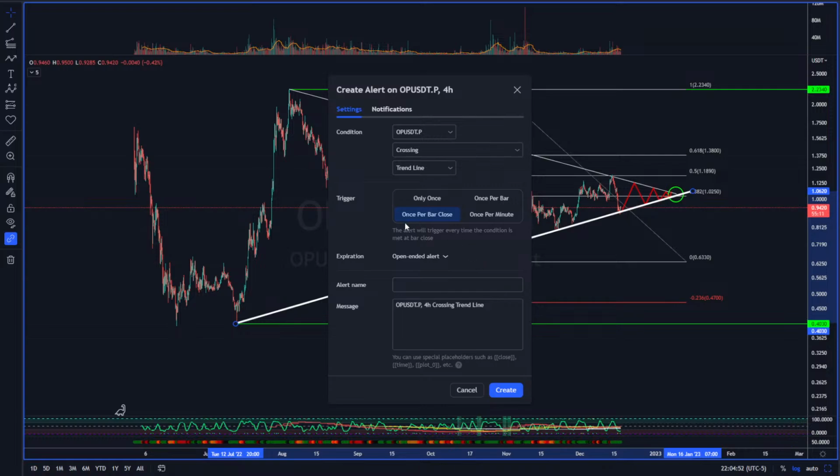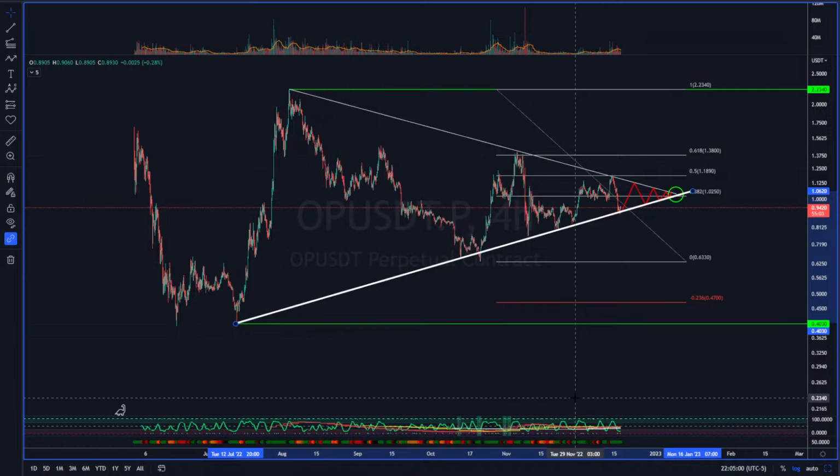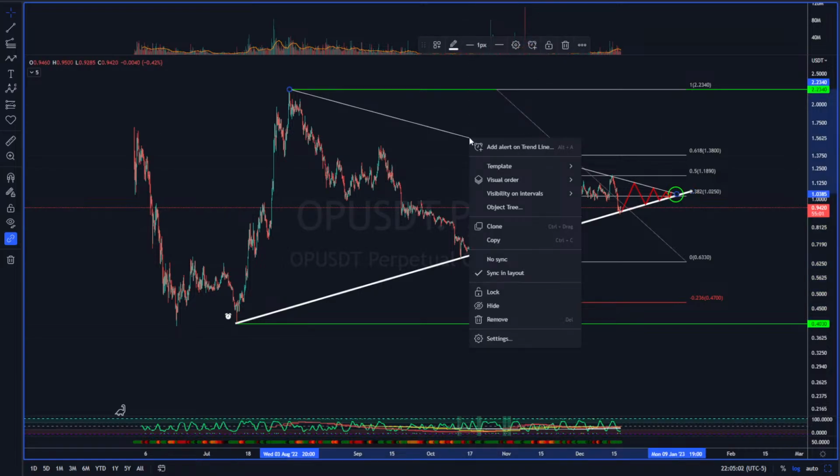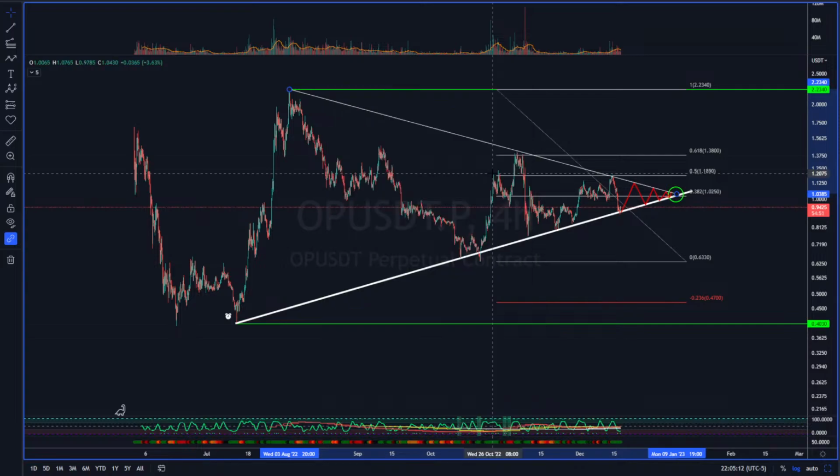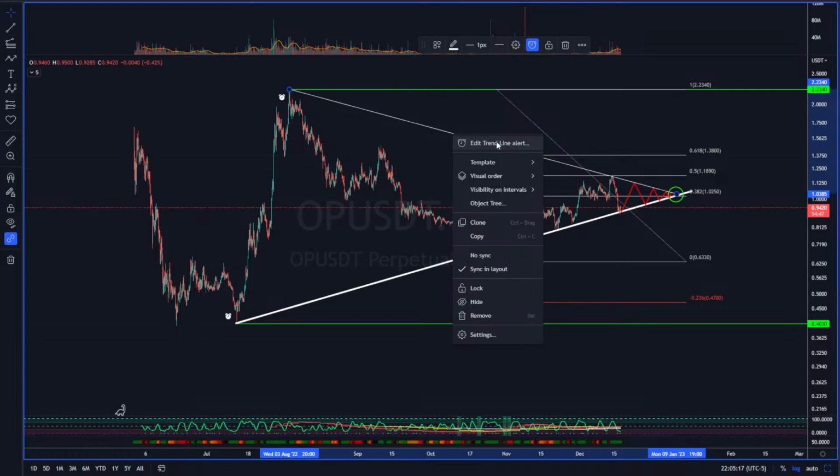So I can set this as an open-ended alert. Say, all right, well, hey, you need to take a look at this because something has broken. I'm going to create that alert. I'm going to do one on this trend line as well because I'm okay going long. There's no problem going long if the conditions are right. So I'm going to set that alert on it as well. So again, it's as simple as just right-clicking on the trend line itself and setting alert on the trend line.